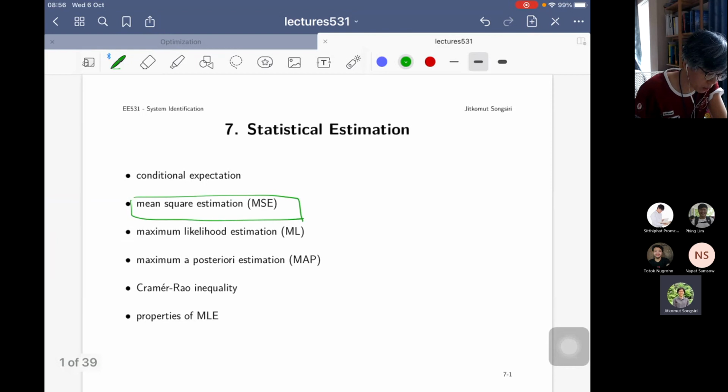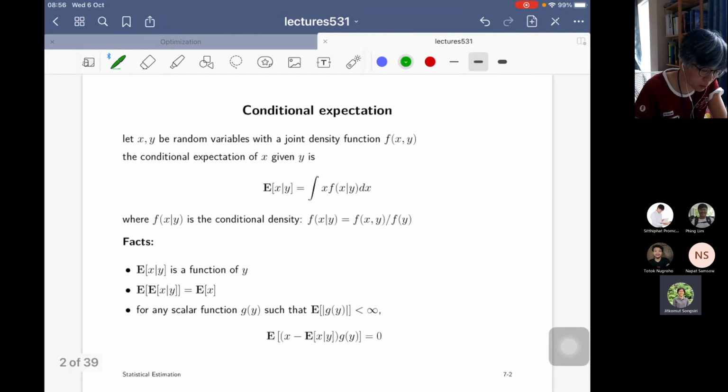The fundamental concept of MMSE requires the concept of conditional expectation. In this scenario, you have x and y as random variables, and these two are jointly distributed with a joint distribution.